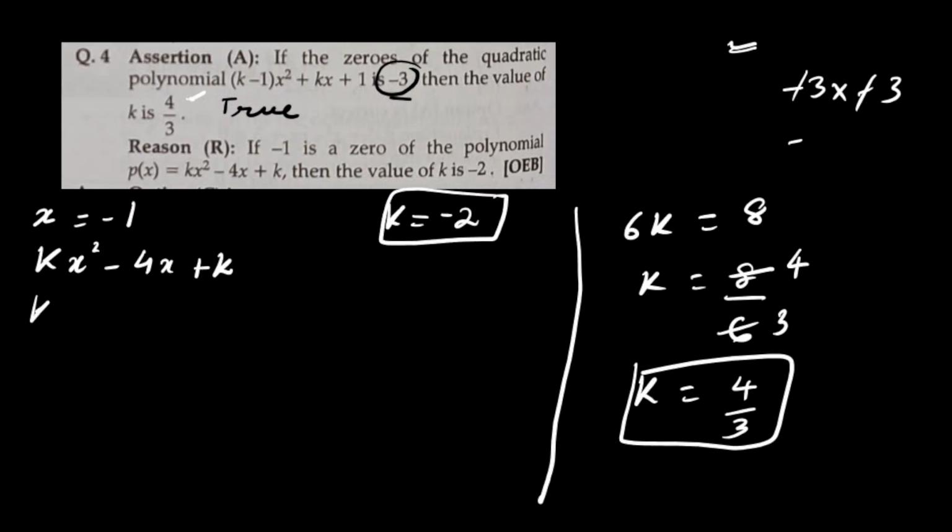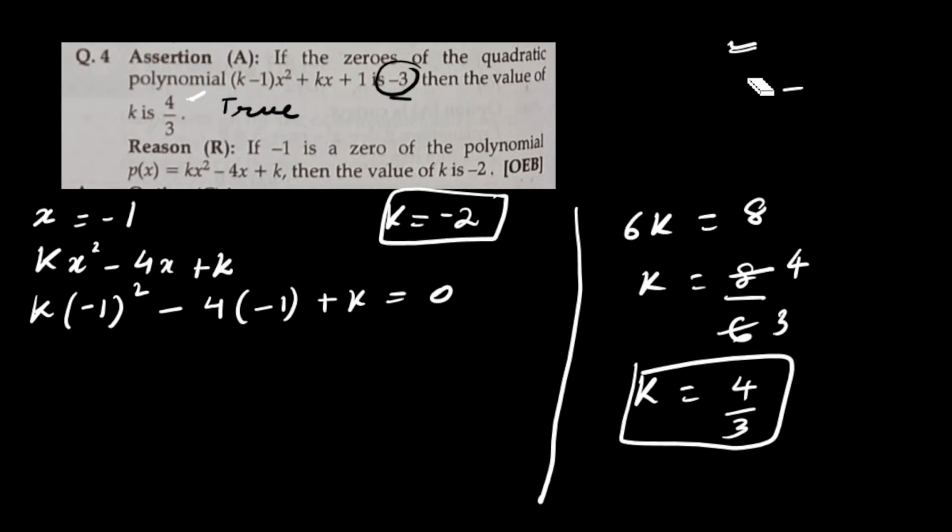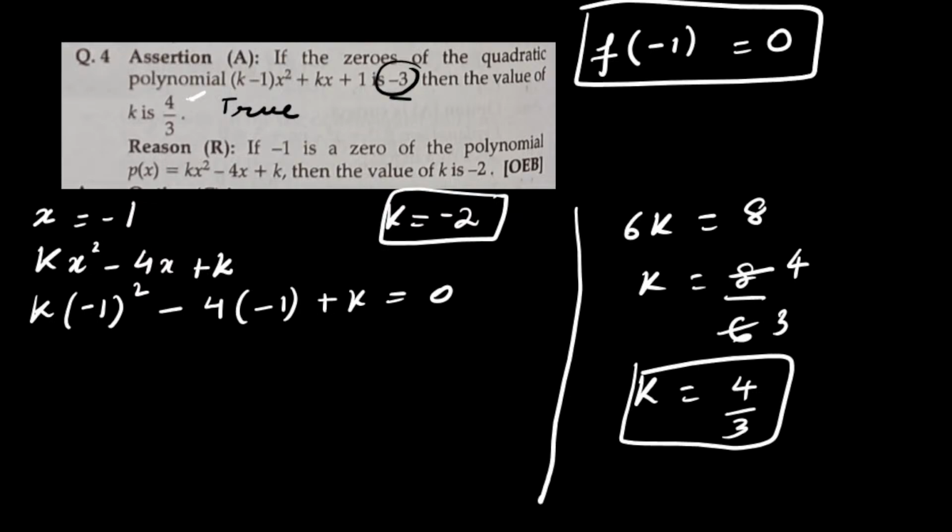So we'll just have to substitute the value of x as minus 1. So minus 1 whole square, minus 4 into, so here also x value minus 1, plus k is equals to 0. So whenever we substitute, you have to remember there is a way of writing. Because at what value we will get 0, so f of minus 1 is equals to 0.